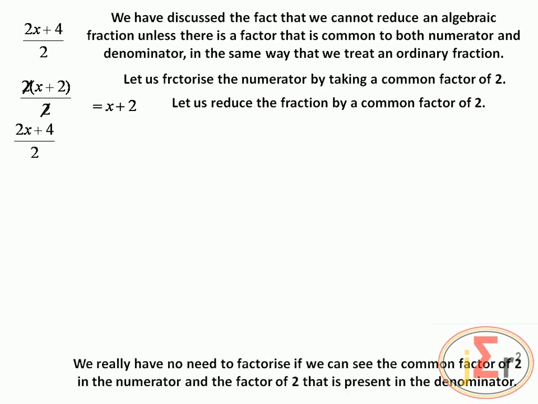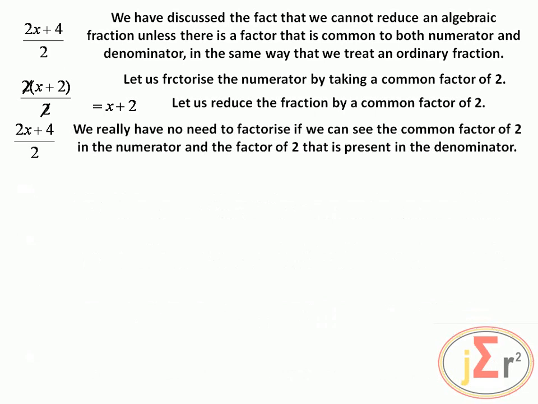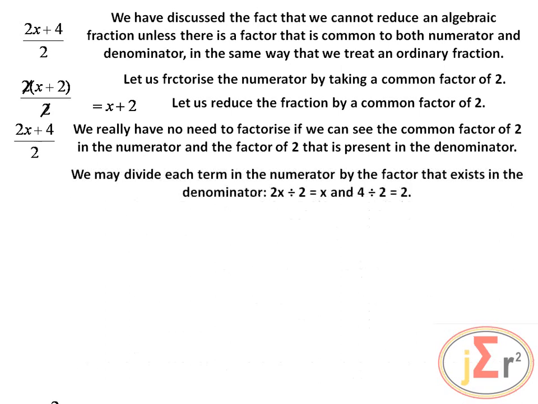Now, what do we have here? We really have no need to factorize if we can see the common factor of 2 in the numerator and the factor of 2 that is present in the denominator. So if we can see a common factor of 2 here and a factor of 2 down here just by inspection, then we should not really need to go through the process of having to factorize.